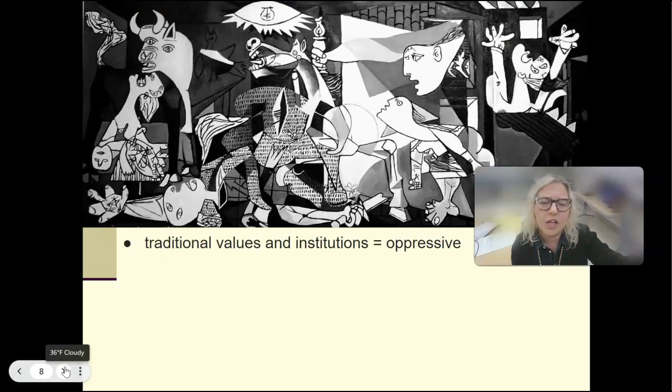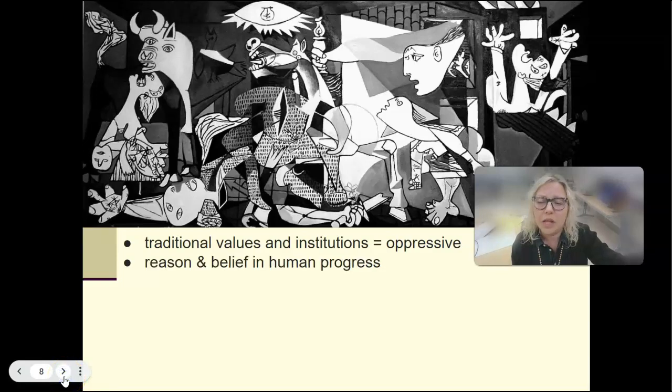Some aspects of modernism are, first of all, traditional values and institutions are seen as oppressive. They aren't helping. They're not working. Instead, they're holding us back. And there is reason and belief in human progress, but modernists noticed, because this was really after the First World War, and, at the time, the only world war, the Great War, it was called, where there was so much destruction on a scale that humanity had never seen before, that people were wondering, okay, where did we go wrong? Like, we can set this ship right, can't we? We just need to figure out how.